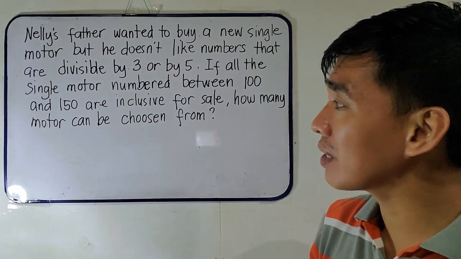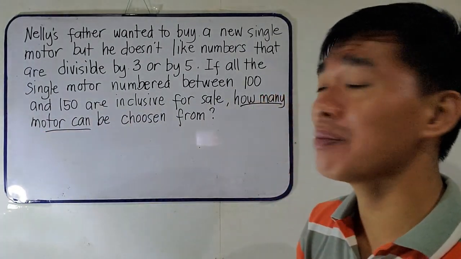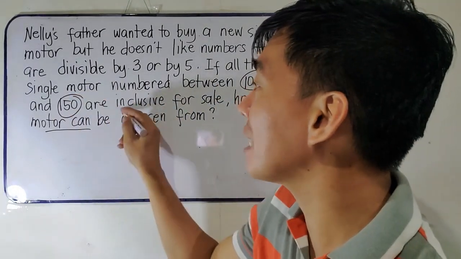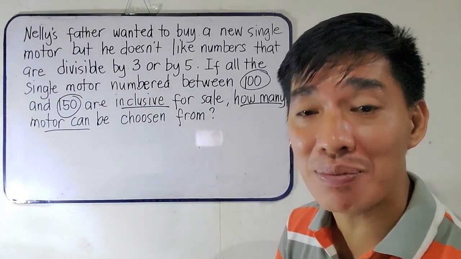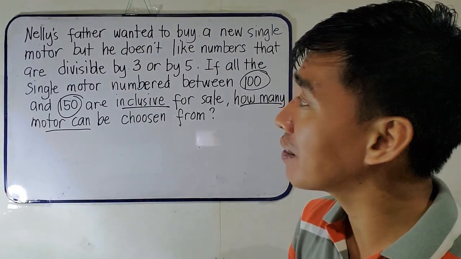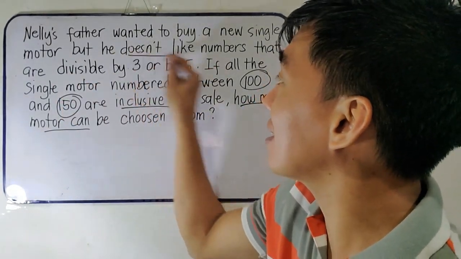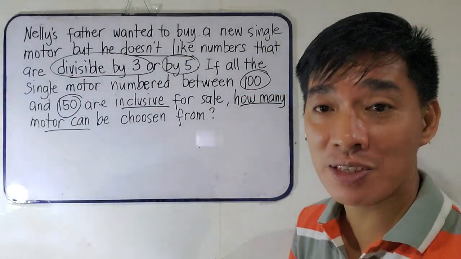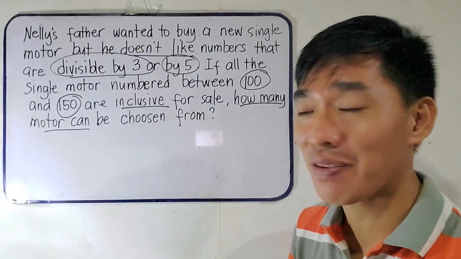So the problem is how many motors can be chosen from. Remember, when we say 100 to 150 inclusive, therefore 100 and 150 are included because the word is inclusive. Another clue here: he does not like numbers divisible by 3 or by 5.